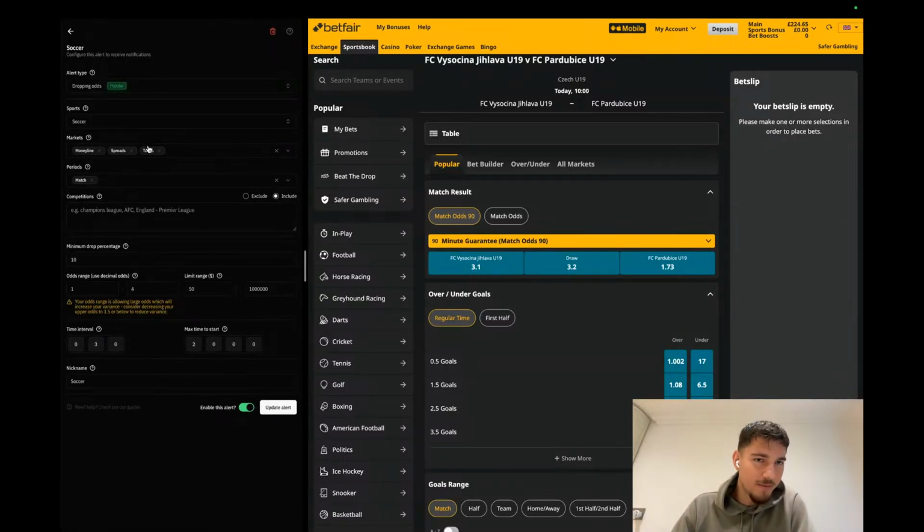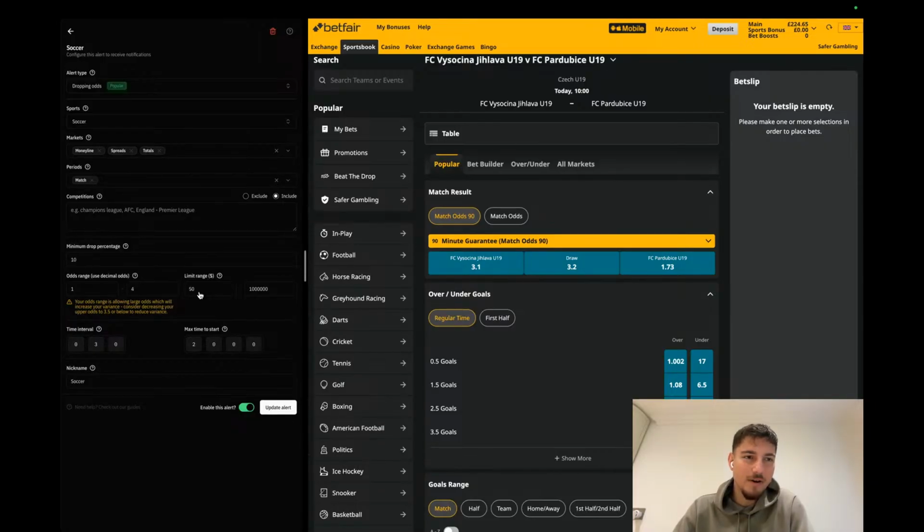So for example, if I look at my soccer configuration, I whacked up my min drop percentage to 10% because I'm getting a lot of alerts right now. So 7% was just sending me too many. It was a bit overwhelming. And then I lowered my limit range to 50. So I think the default was 100. I just lowered it to 50 because I'm a little bit aggressive like that.